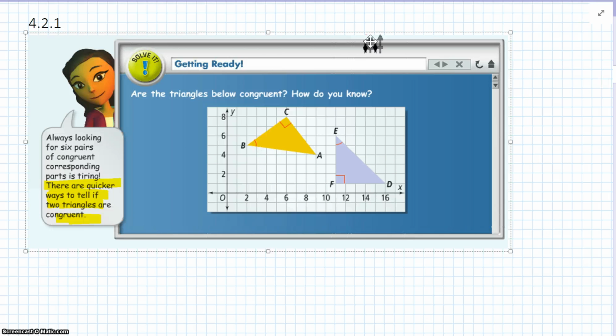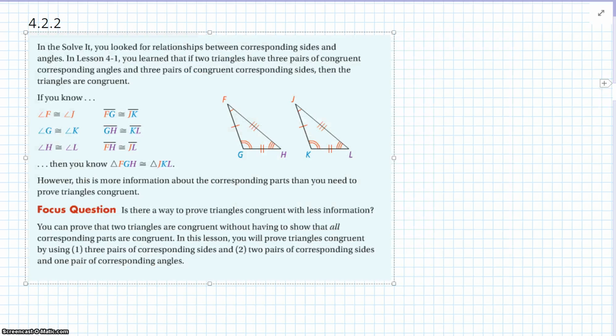Okay? Are the triangles congruent, and how do you know? Well, we'll have to measure their sides. Okay, right now, the way we've done it is we've had to find three congruent sides and three congruent angles. But there's a much, much quicker way to do it. So let's just jump into it.